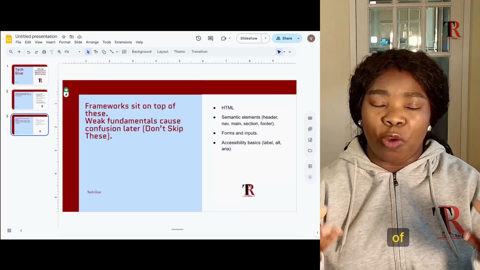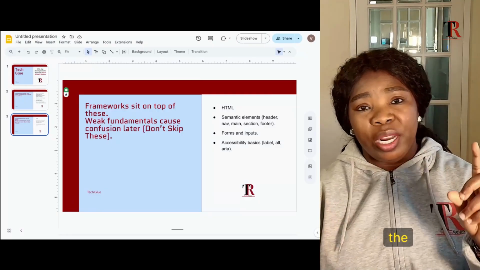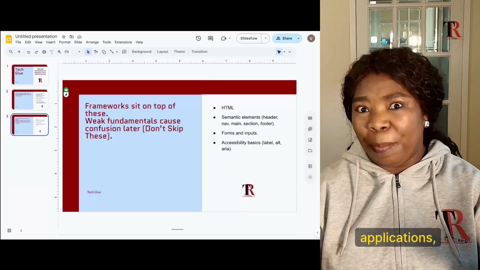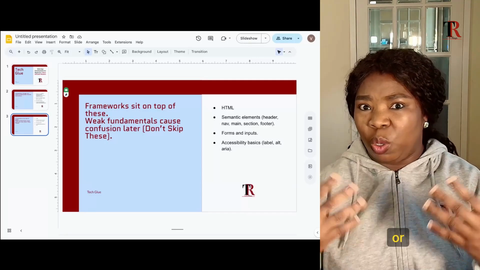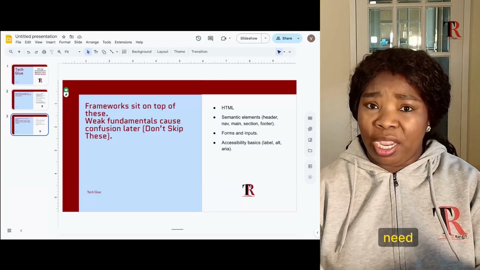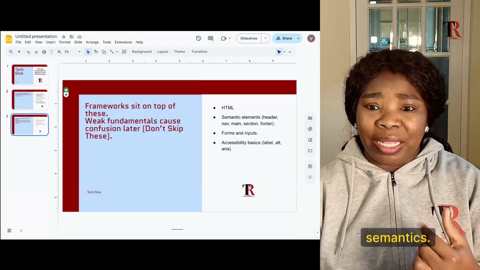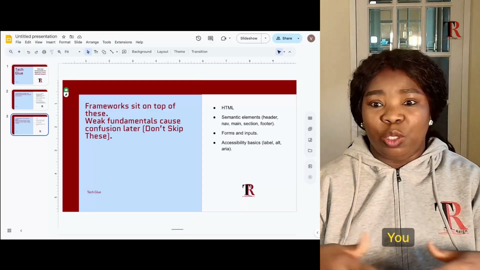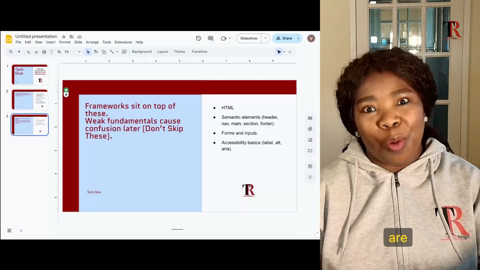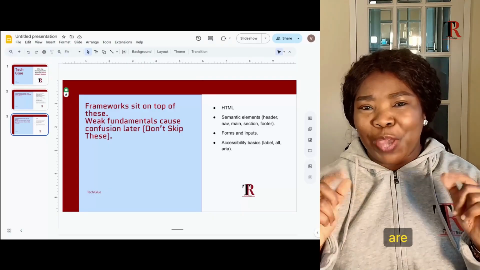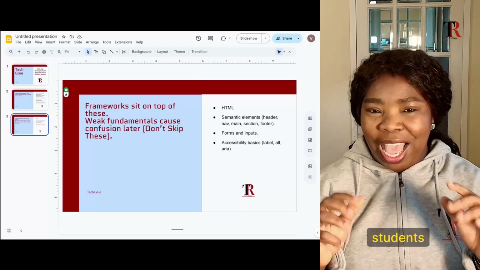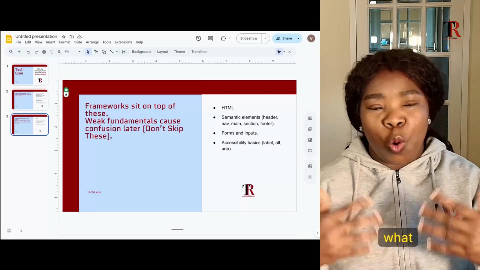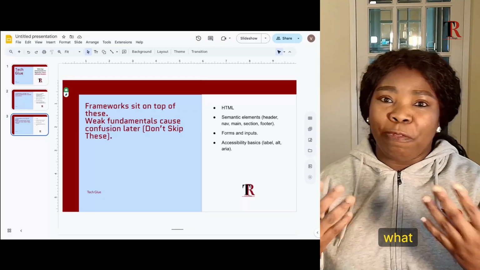You need the knowledge of HTML because you will still be using all the tags and elements as you build applications, whether it's a web-based application or a phone application. You need the semantics. You need to know what a header is. You need to know what a nav bar is. You need to know the main. What are we doing with main? What does it mean? If you are not one of our students, and you have never been exposed to training, you are blank. You don't know what main is. You don't know what section is, what they do. You don't know what a footer does.